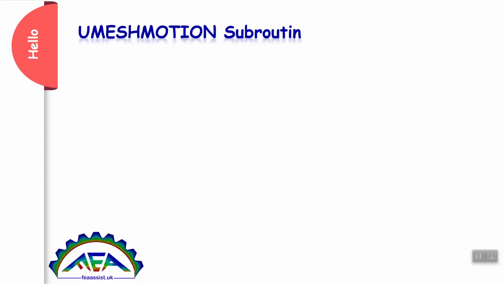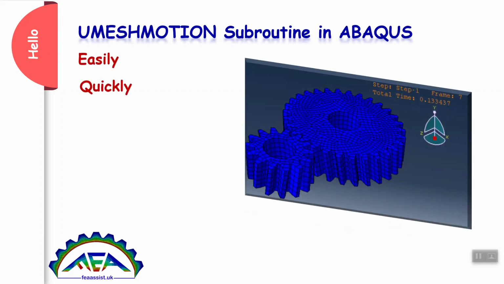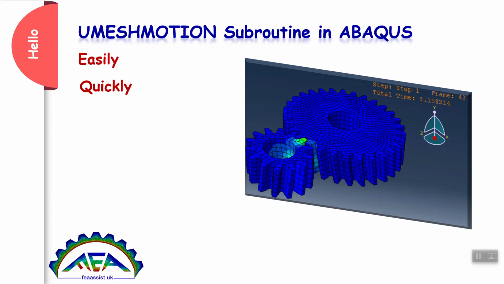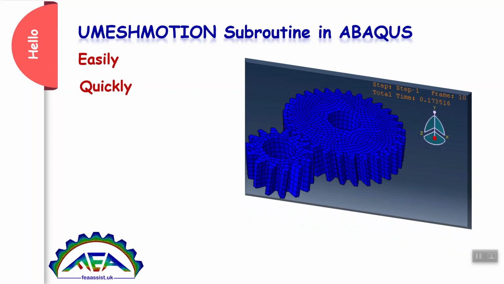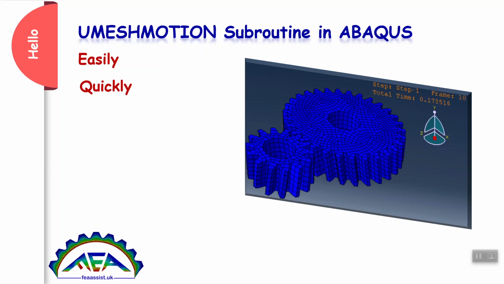Hello, do you want to learn the UMeshMotion subroutine in Abaqus easily and quickly? Indeed, UMeshMotion is a subroutine to define mesh displacement or mesh velocity in Abaqus. This subroutine is mainly used in ALE problems to prevent mesh problems in adaptive meshing. Stay with us.